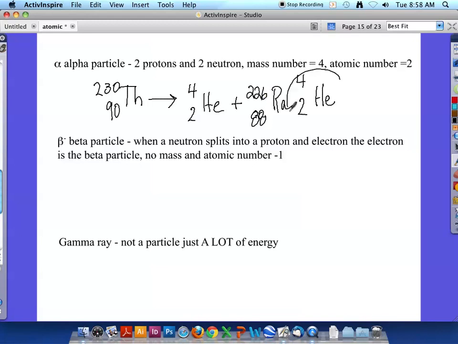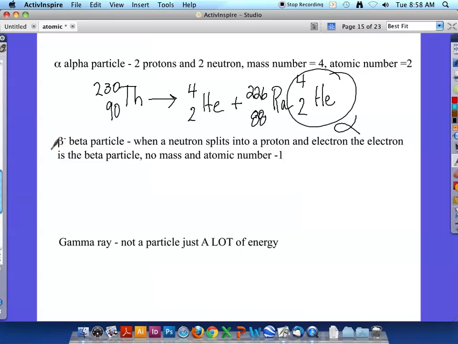This right here is the alpha particle. If an atom loses the alpha particle, it loses a mass of 4 and an atomic number of 2, which also happens to be a helium atom. Another thing that can happen during a nuclear reaction is the release of a beta particle.